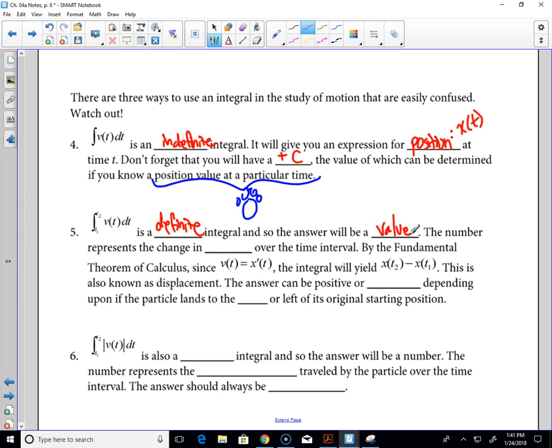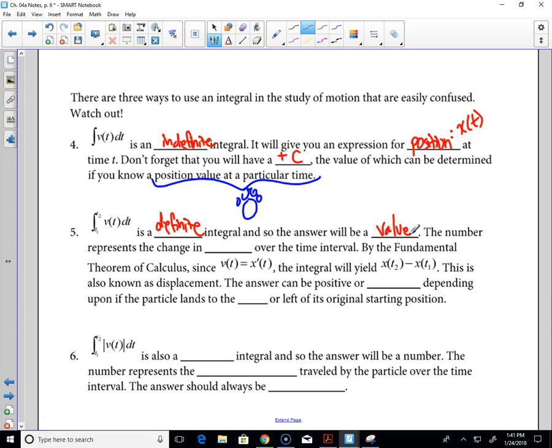We could even ask something like, if the particle started at the origin, position equals 0, did it ever return to the origin from 0 to 9? Well, looking at that graph, what do you guys think? Did it ever return to the origin? No. Because can't you tell just by looking at that the positive area from 0 to 5 is greater than the negative area from 5 to 9? It went farther to the right than it went to the left.